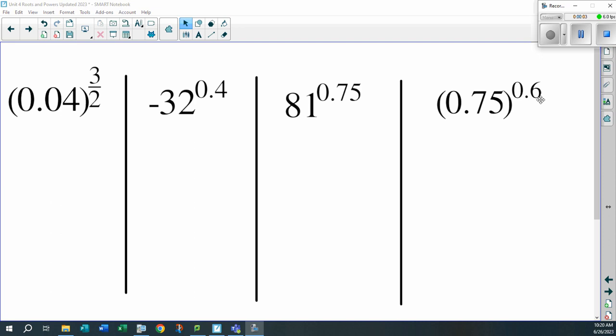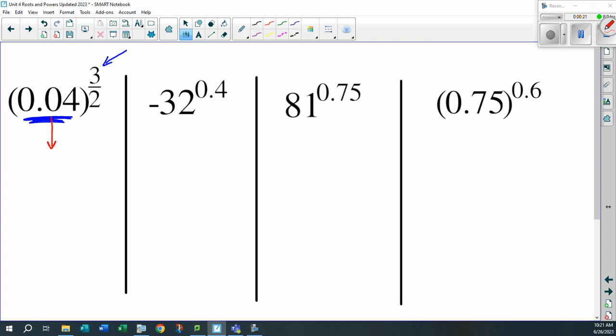Oh, baby, time to level up. Look at this question. Oh, my goodness. I'm giving you decimals and fractional exponents. Woohoo! So much fun. Okay, don't freak out. Just remember what you learned all the way back in grade 5.